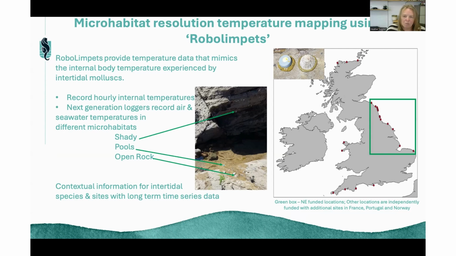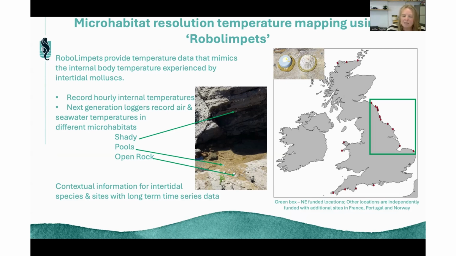And so we deployed these out on natural open rock with a robo-limpet, but also a logger that records the temperature on the rock surface itself. We deployed them in shady areas and in pools. So in those niches where these organisms actually live, the limpets and many of the other invertebrates that we track, they record hourly temperatures on both the rocks and representing the internal temperature of these organisms.